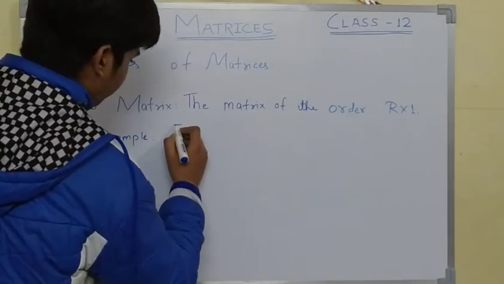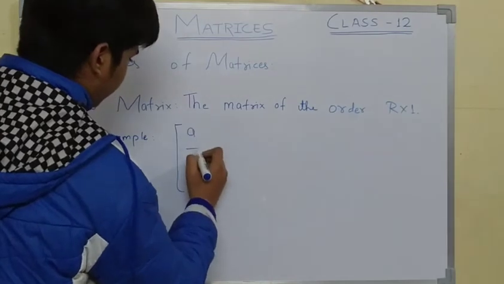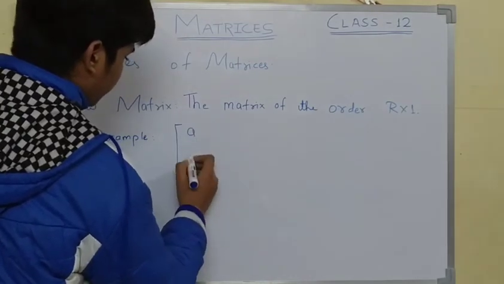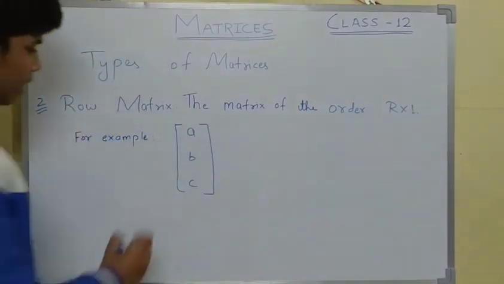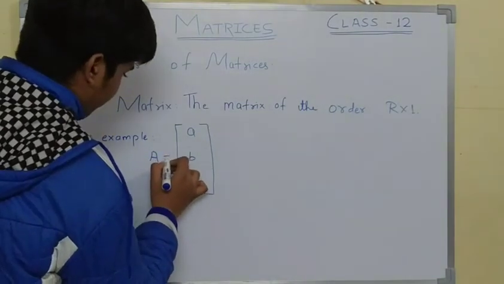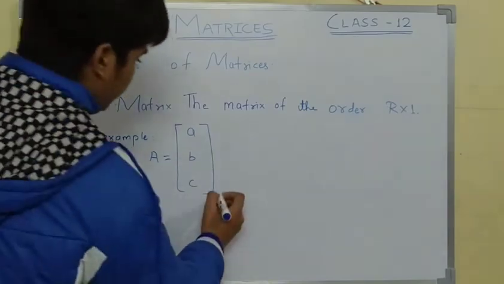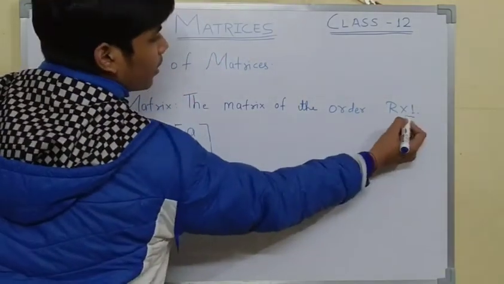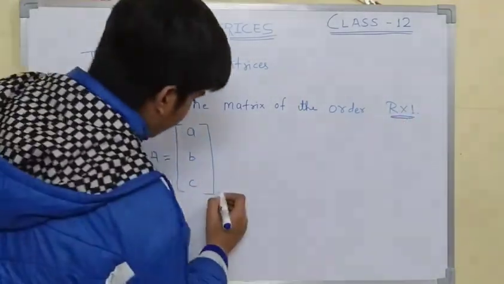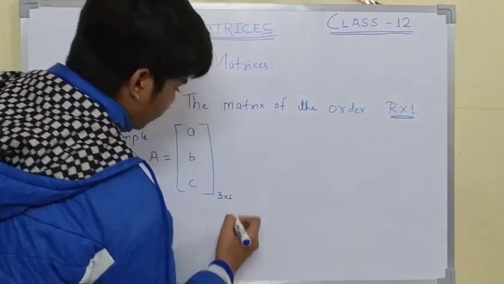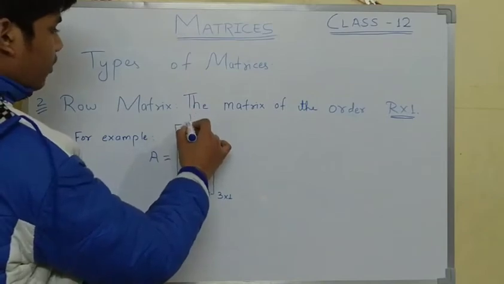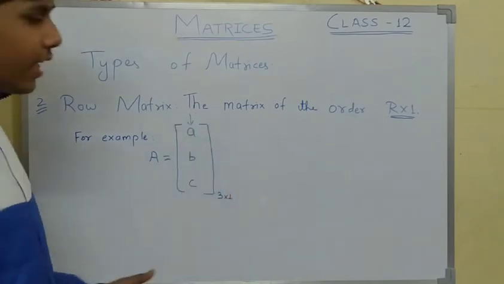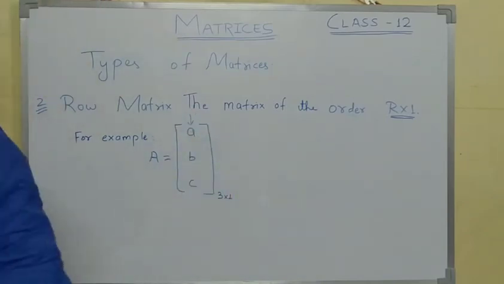For example, A, B, C, and we always represent it by a capital letter. Let's suppose A. Its order is, here I have written R into 1, then its order is 3 into 1. It's a row matrix because it has only one column, and it can contain any number of rows, so it is a row matrix.